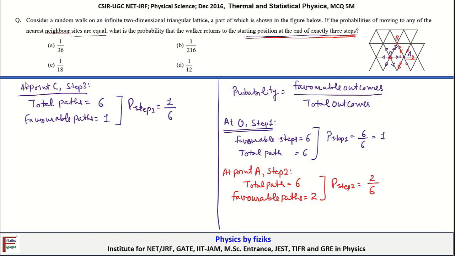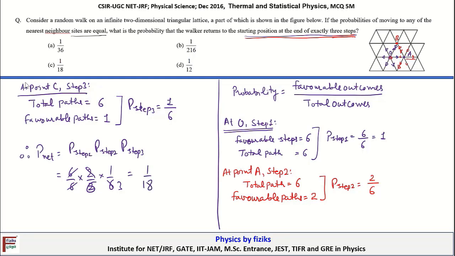Now the net probability is given by the product of all these three probabilities, that is the probability of executing step 1, probability of executing step 2, and probability of executing step 3, and that is equal to 6 by 6 multiplied by 2 by 6 multiplied by 1 by 6. So 6 will cancel with the 6, and we are left with 2 by 6. So this is equal to 1 by 18. So therefore option C is correct here.